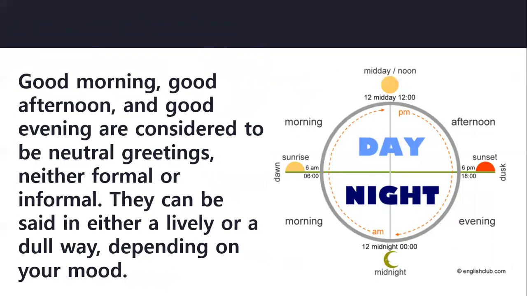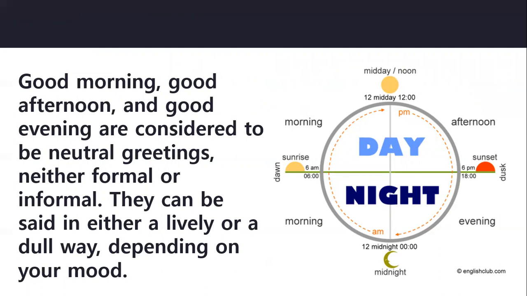Good morning, good afternoon, and good evening are considered to be neutral greetings, neither formal nor informal. They can be said in either a lively or a dull way, depending on your mood. So there is a difference between good morning and good morning. So it depends on the mood. In some cases, good can be omitted, especially with good morning, leaving only morning. So you can omit good and only leave morning.